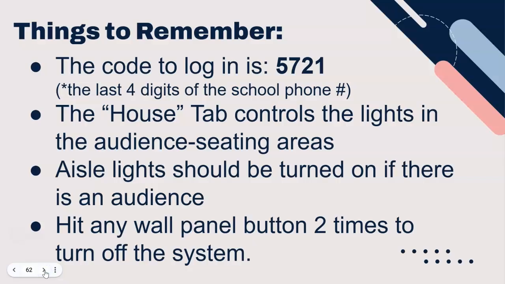This concludes our video about the wall panel system. Here are some things to remember. The login code is 5721, the last 4 digits of the school phone number. The House tab controls the lights in the audience seating area. Aisle lights should always be turned on if there is an audience present. And you can hit any wall panel button by the doorways twice to turn off the entire system.